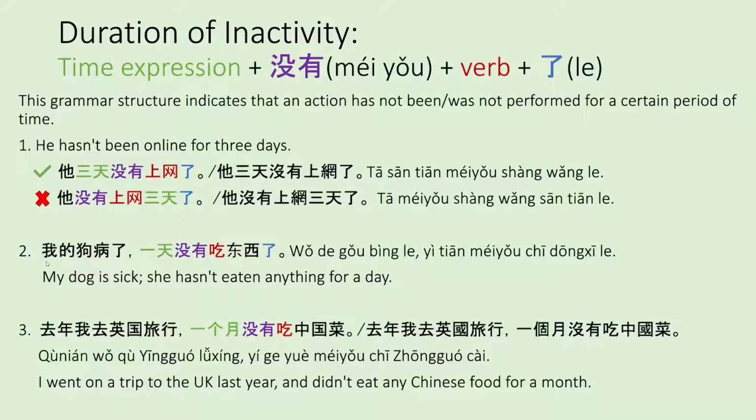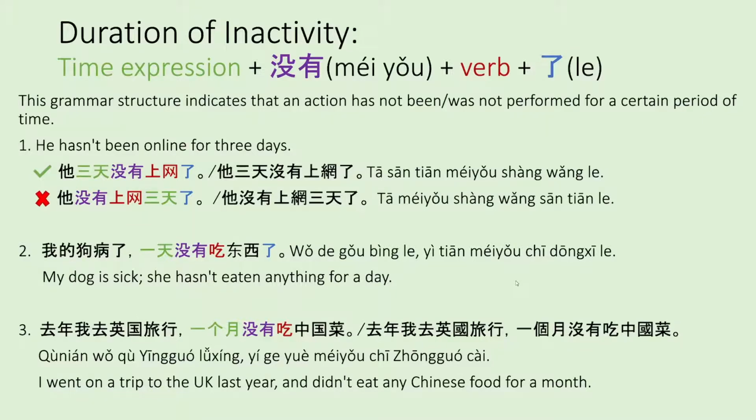Example 2. 我的狗病了1天没有吃东西了. My dog is sick. She hasn't eaten anything for a day. And then example 3. 去年我去英国旅行1个月没有吃中国菜. I went on a trip to the UK last year and didn't eat any Chinese food for a month. For both example 2 and 3, the action that hasn't been performed for a time is both eating.